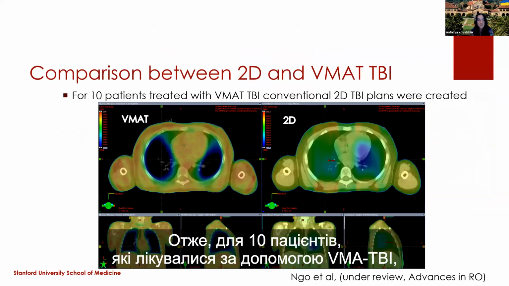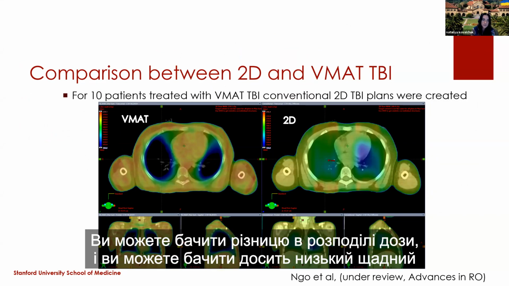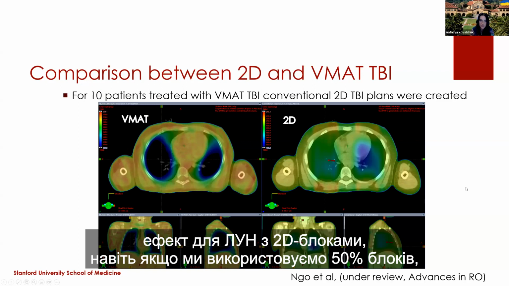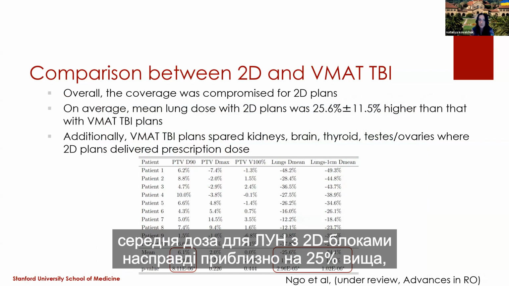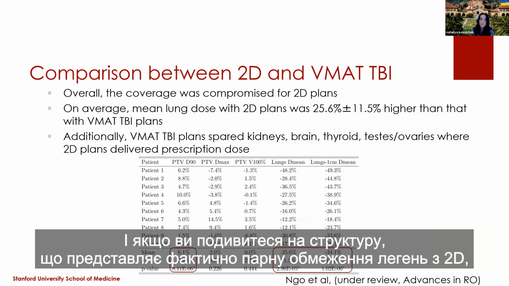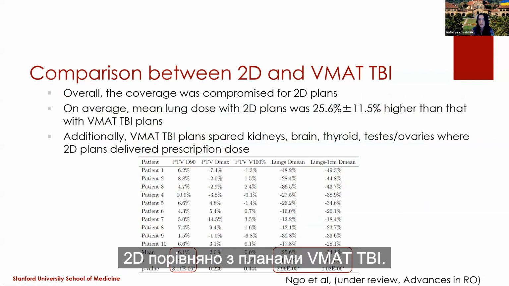For 10 patients treated with VMAT TBI, conventional 2D TBI plans were created. You can see the dose distribution differences, and quite inferior sparing of the lung with 2D plans, even though we are using 50% blocks. But when you actually calculate the dose, including all the scatter, the mean lung dose with 2D plans is around 25% higher compared to VMAT TBI plans. And if you look at the structure representing the lung actually spared with 2D, which is lungs minus 1 cm, it's around 35% higher with 2D plans compared to VMAT TBI plans.